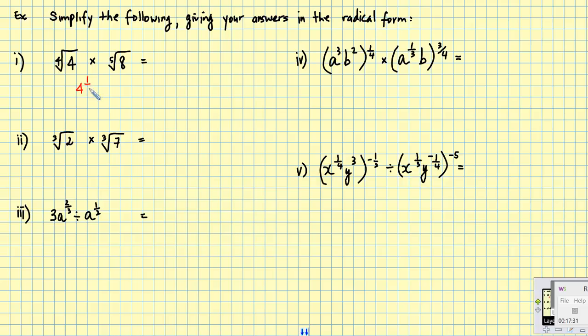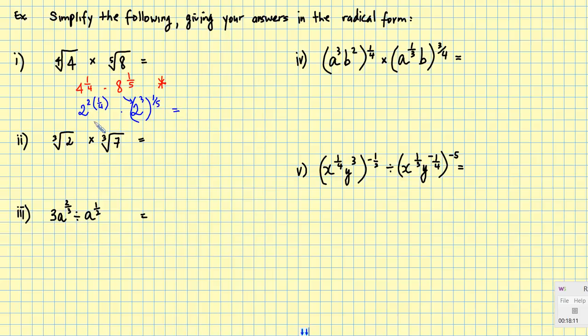So we're going to do 4 raised to the power of 1/4 times 8 raised to the power of 1/5. Now, I cannot add these exponents together because my bases are not the same. But what I can do is bring the bases down to the same prime number base. So 4 could really be written as 2 squared, which is raised to the power of 1/4, and 8 could be written as 2 raised to the power of 3, which, again, is raised to the power of 1/5.